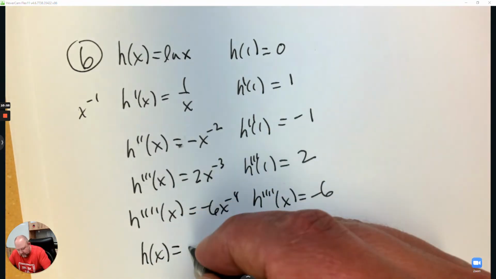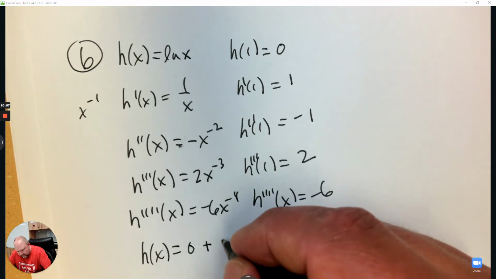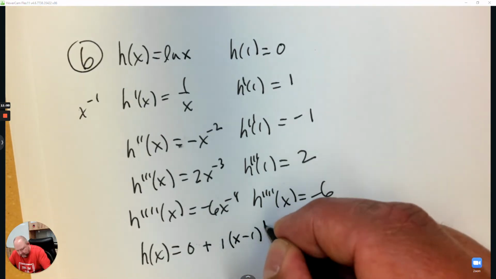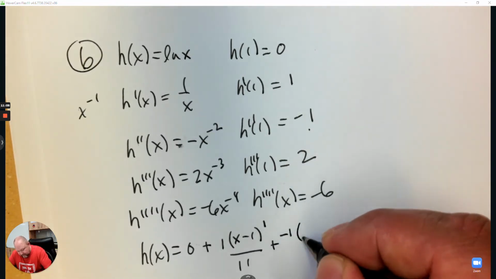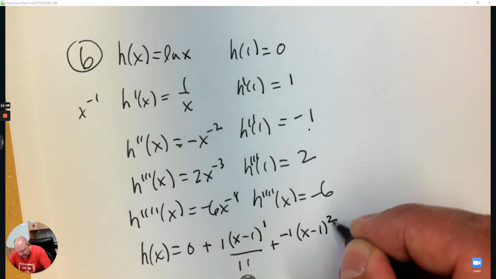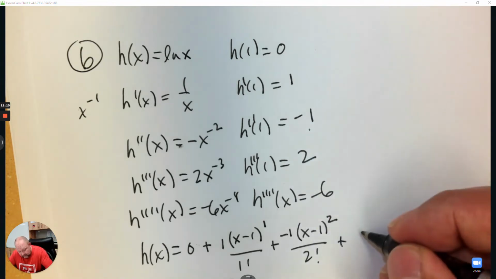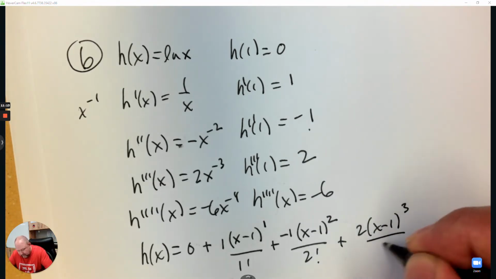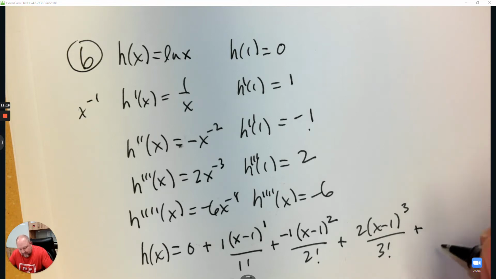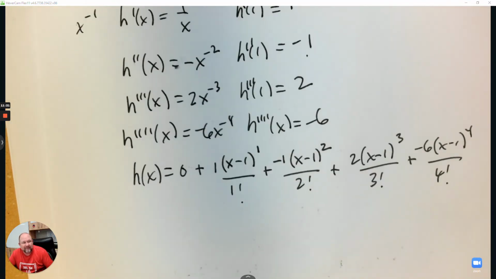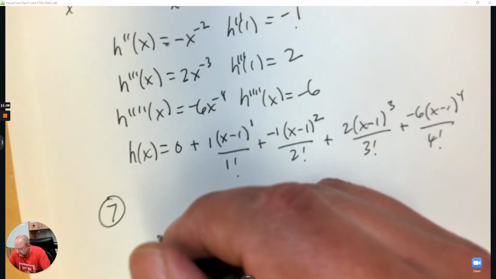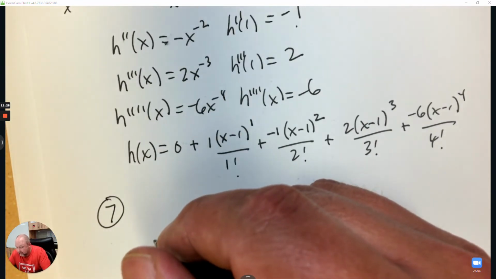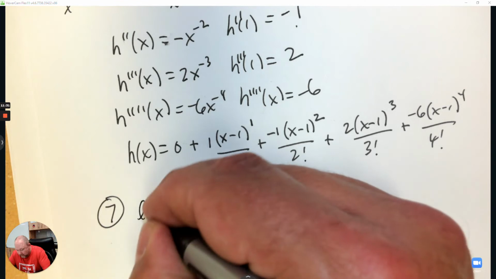So we start with 0 plus 1, x minus 1 over 1 factorial. Then it's negative 1, x minus 1 to the 2 over 2 factorial. Then it's 2, x minus 1 to the 3 over 3 factorial. And then it's negative 6, x minus 1 to the 4 over 4 factorial. Done. Number 7. Use the polynomial from problem 6 to approximate ln 1.3.